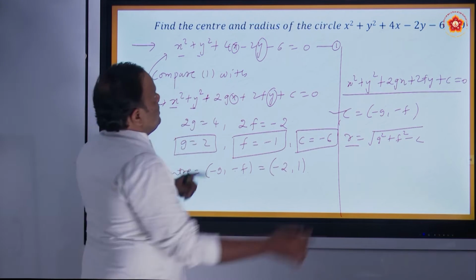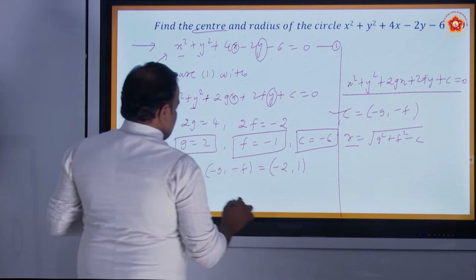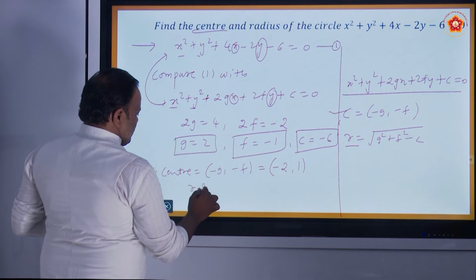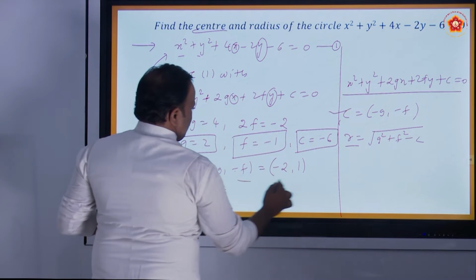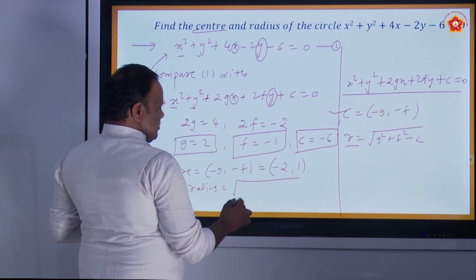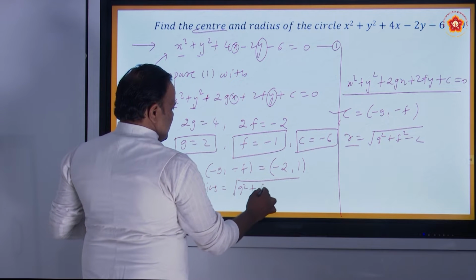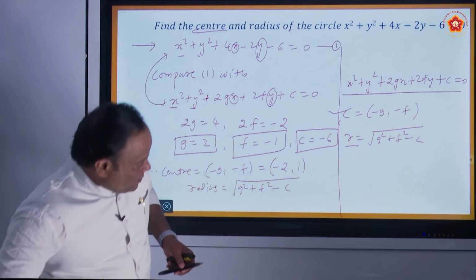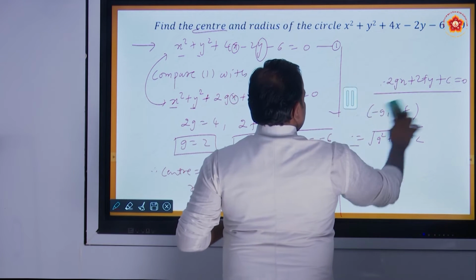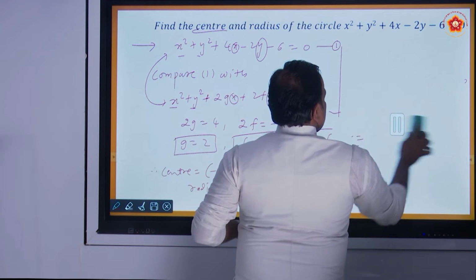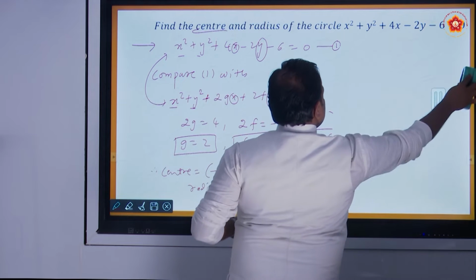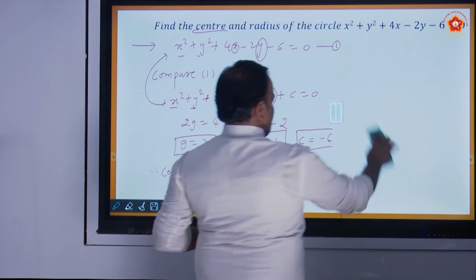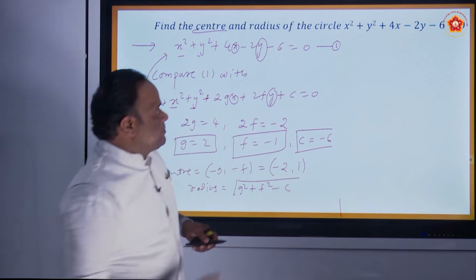What about the radius? The center is over. What is the radius? We know the radius formula. Radius is equal to square root of g square plus f square minus c. So for the calculation, substitute the values of g, f, c and simplify.